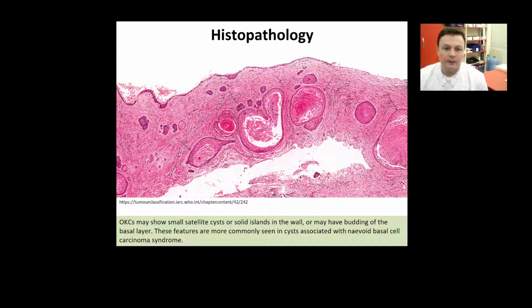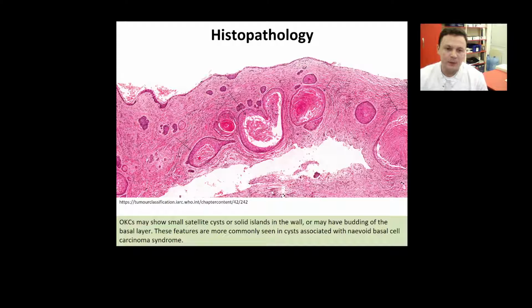Mitotic figures are often seen, but these are normal. Inflamed lesions lose these typical features and are lined by non-specific stratified squamous epithelium with some degree of hyperplasia. OKC may show small satellite cysts or solid islands of epithelium in the wall, or may have budding of the basal layer. These features are more commonly seen in cysts associated with nevoid basal cell carcinoma syndrome.